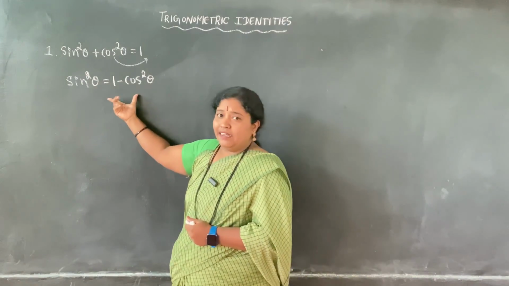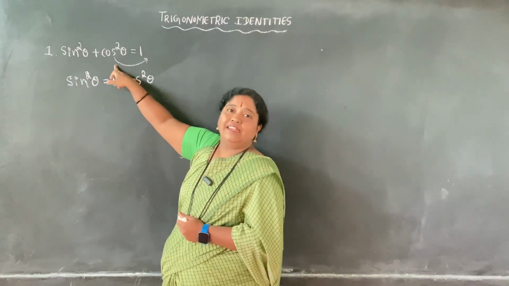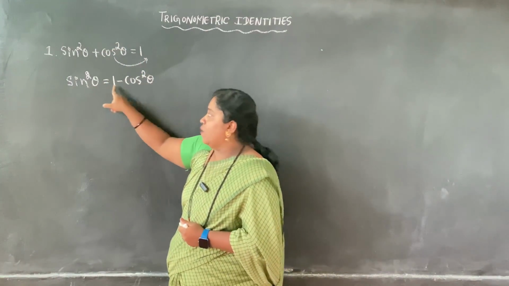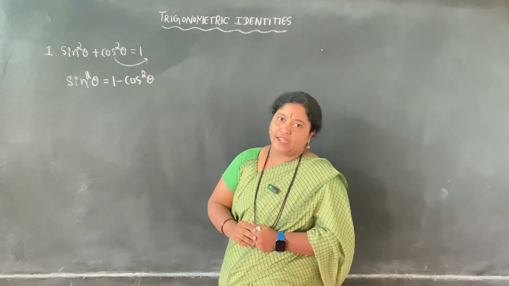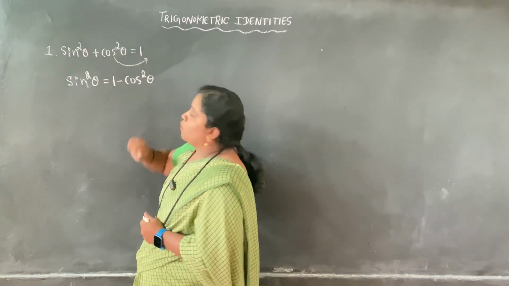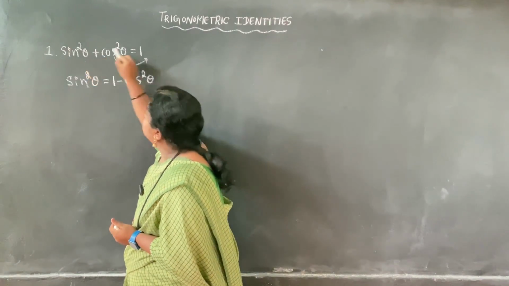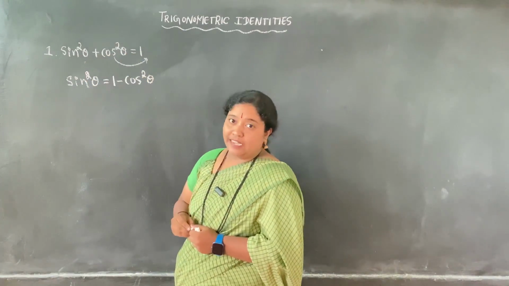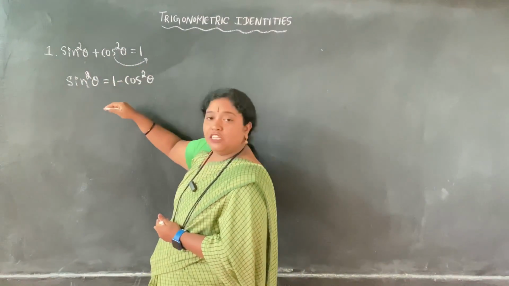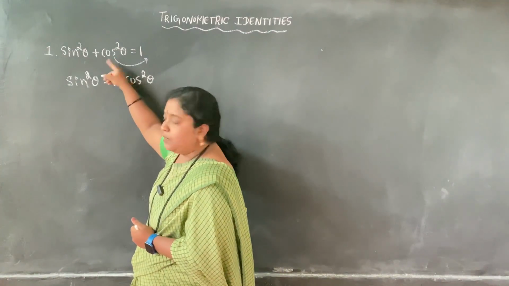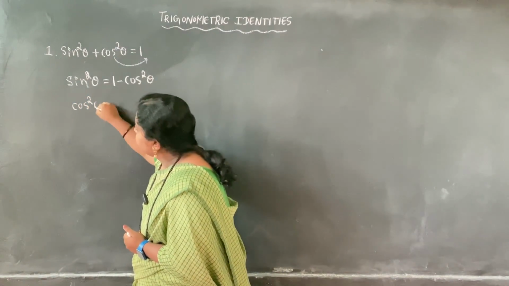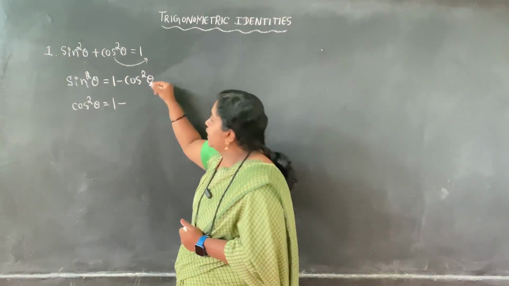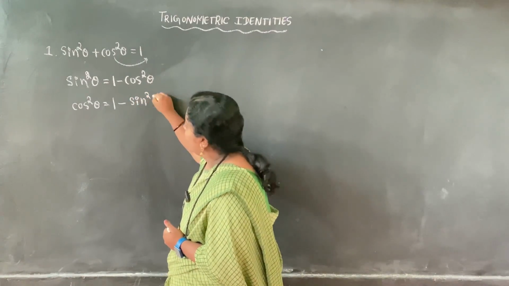This is not a new identity, dear. This is the rearranged form of the first identity. Understanding? This is how you get another one: sine square theta is equal to 1 minus cos square theta. Now instead of sending cos square to this side, I will send sine square to this side. What happens now? Positive sine square will become negative sine square. So my rearranged equation will become cos square theta is equal to 1 minus sine square theta.